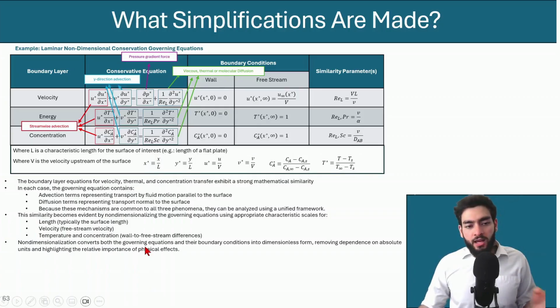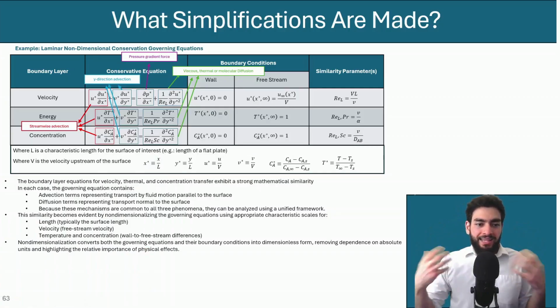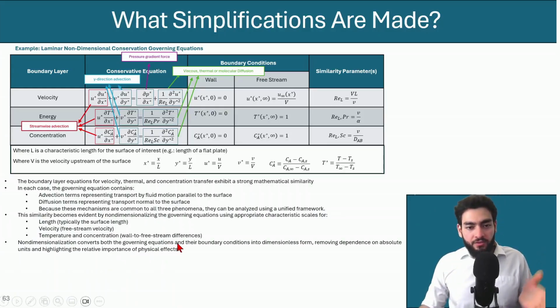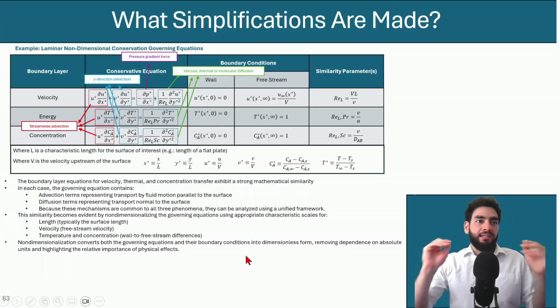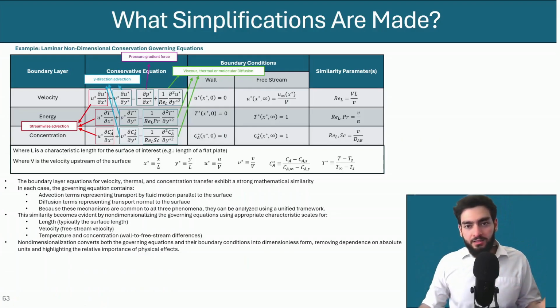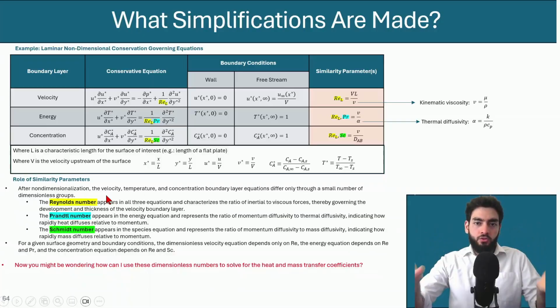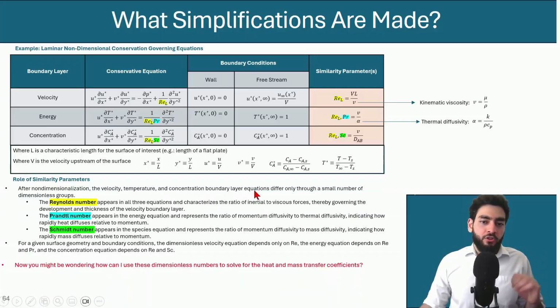So non-dimensionalizing these conservation equations allowed us to be able to see the similarities in them, and it converts both the governing equations and their boundary conditions into dimensionless forms and removes the dependence on absolute units, and it highlights the relative importance of physical effects. So let's see what the relative importance of these physical effects are. After non-dimensionalizing these equations, you can already see the velocity, temperature, and concentration boundary layer equations differ only through a small number of dimensionless groups.